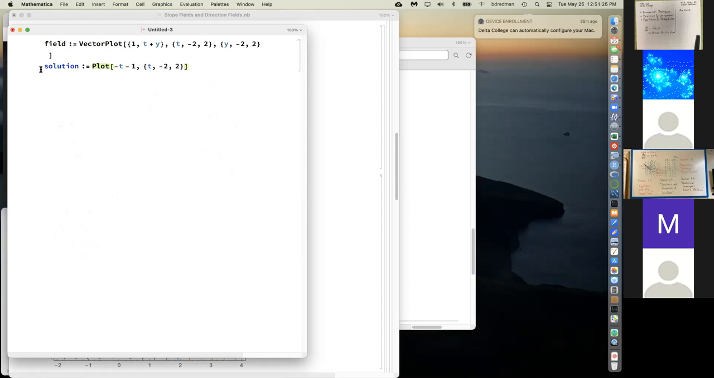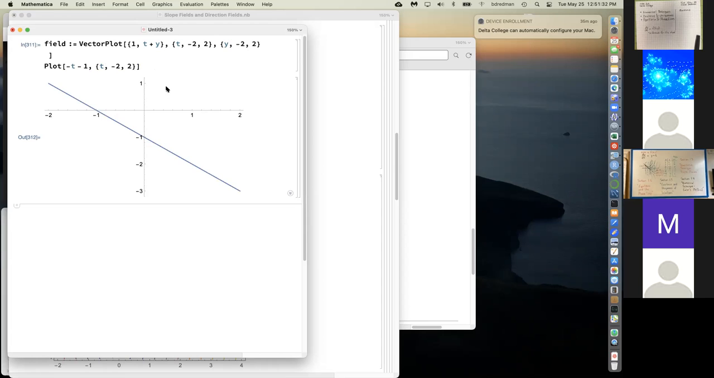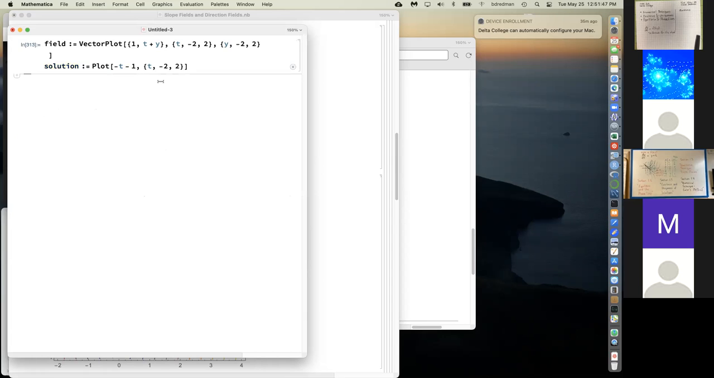Now notice, by the way, if I simply tell Mathematica to plot this line, that's not difficult for Mathematica. But when I say solution colon equals, then I am assigning that plot structure to that word. That's kind of useful. When I hit execute now, nothing happens because I didn't ask Mathematica to draw. I asked Mathematica to store the plot structure in that word solution.